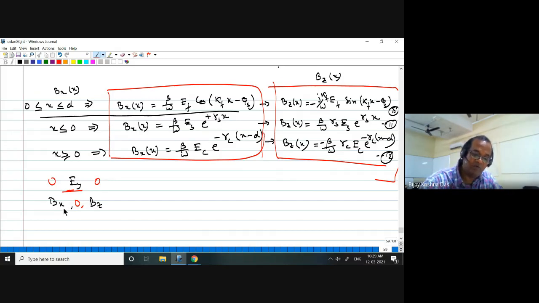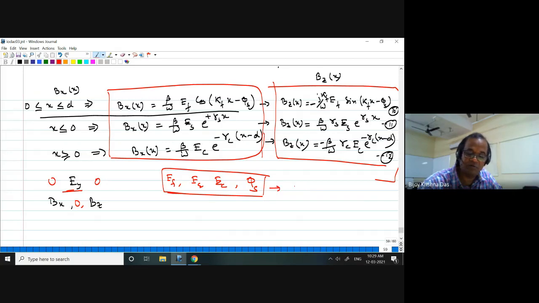Next, we have introduced EF, ES, EC and phi s. These are the new constants I have introduced. I need to solve for them from the boundary conditions, okay? Because kappa f and gamma s, gamma c are also unknown.